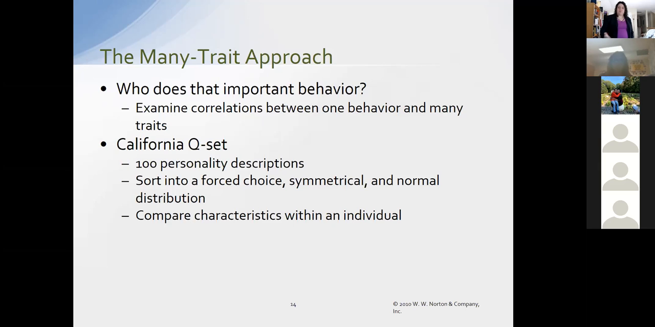And so these are sorted into a distribution. And so you ask people to sort these and to say whether or not it matches them, or you might ask other people to rate them, or you can do essentially how do these seem to lump together for you? There's lots of different ways you can use it. But then what you can do is compare these characteristics within an individual.